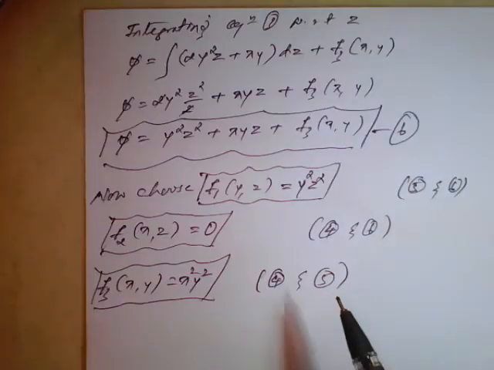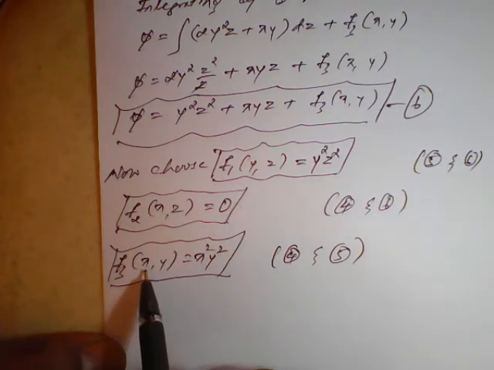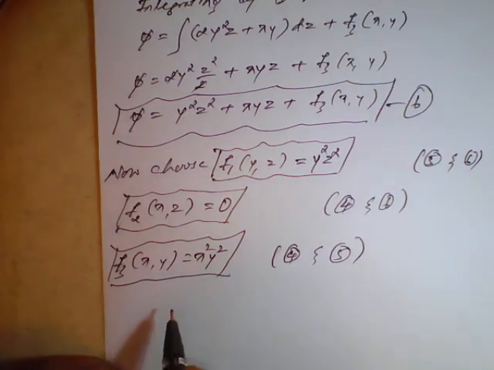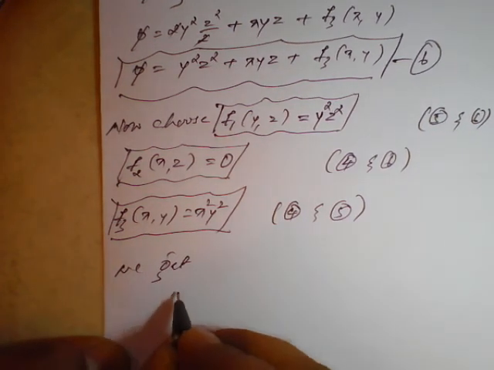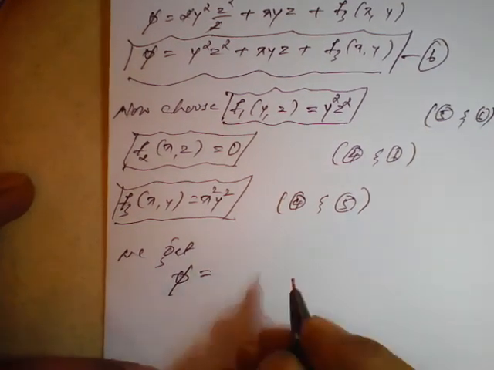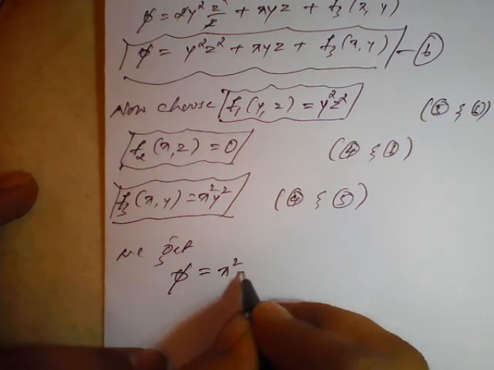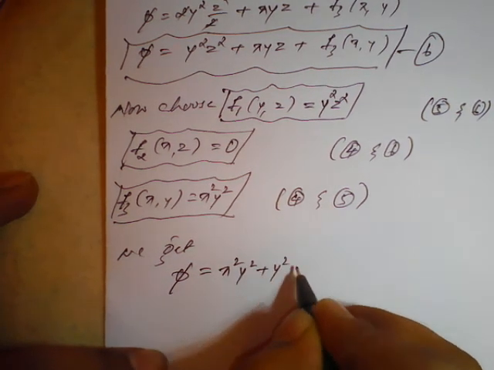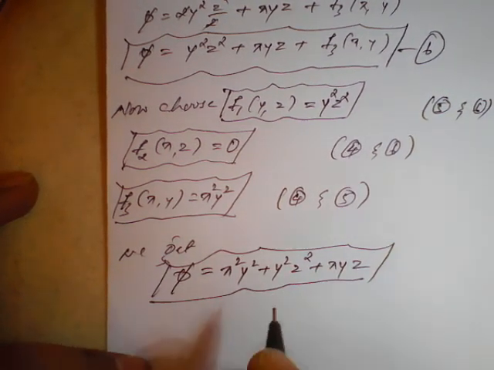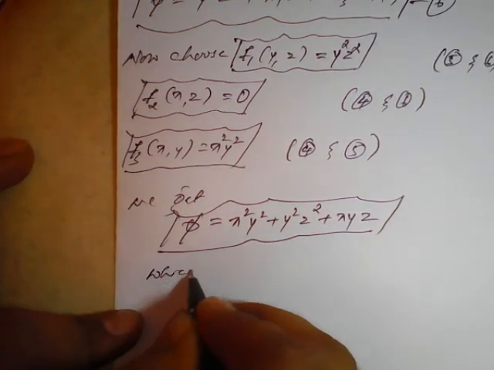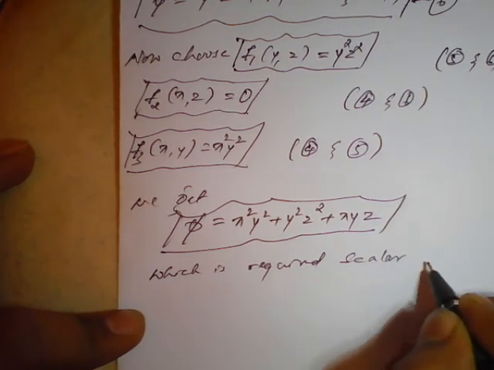Therefore, applying f1 of yz, f2 of xz and f3 of xy in the above equations 5 and 6, we get the common phi, that is the scalar potential, as x square y square plus y square z square plus xyz. This is the required scalar potential.